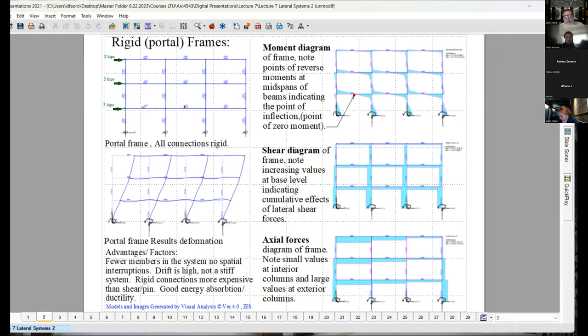Look at the columns right below it. You see the point of inversion of the moment diagrams on the columns? They're roughly the mid-height of the columns. Everybody see that?